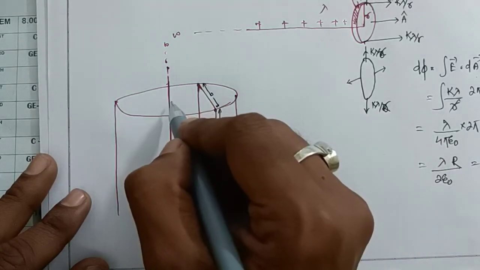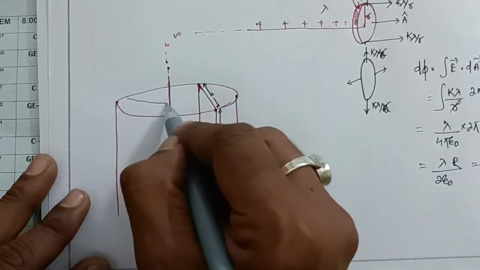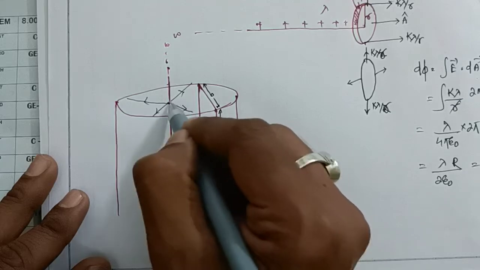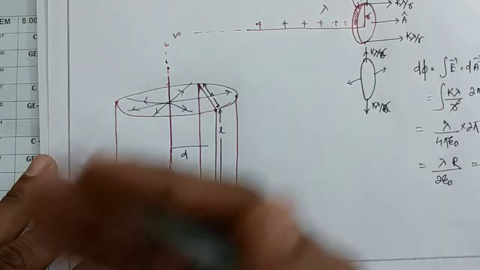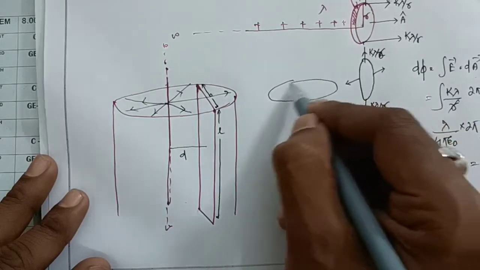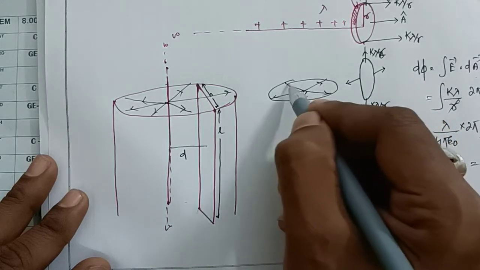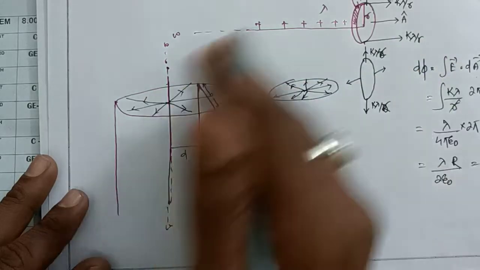And if one observes, for a line charge, the field lines will be like this. The line charge lies in a plane, so definitely the field lines will move in a circle like this. So the angle that the field lines cover is nothing but 2 pi.